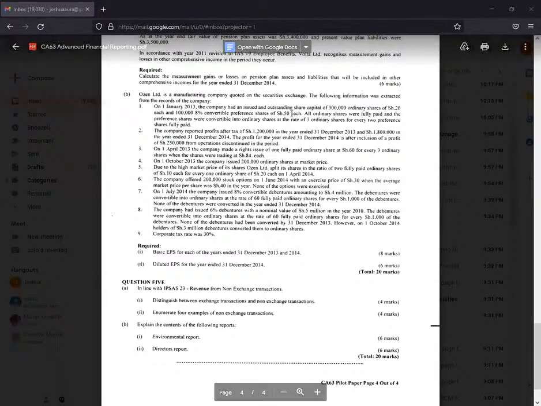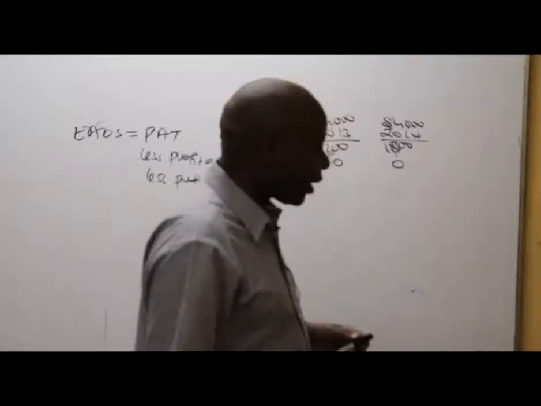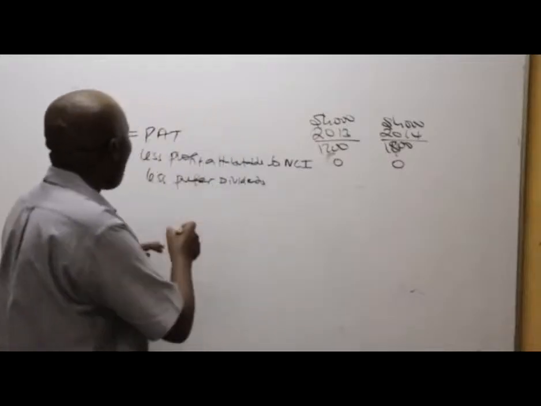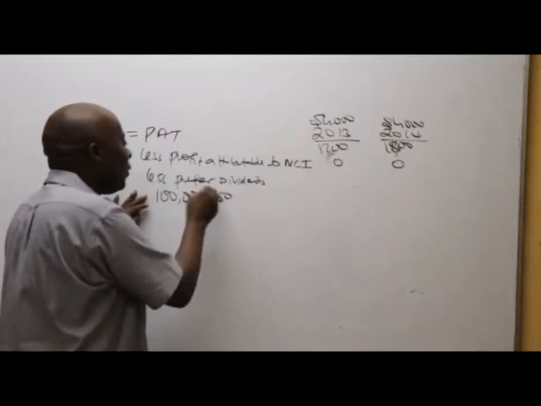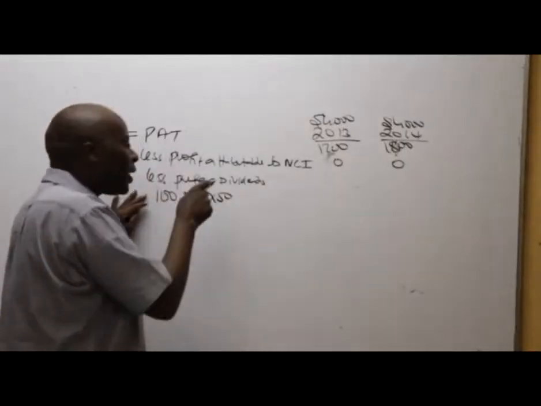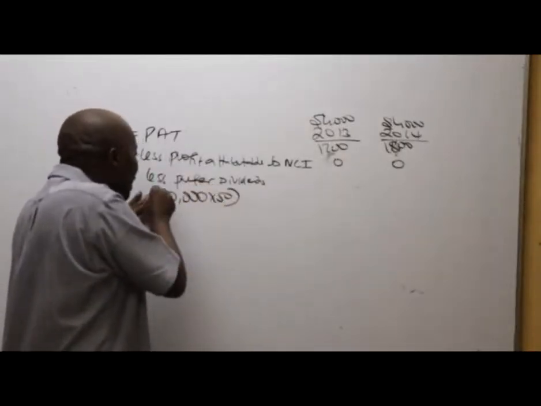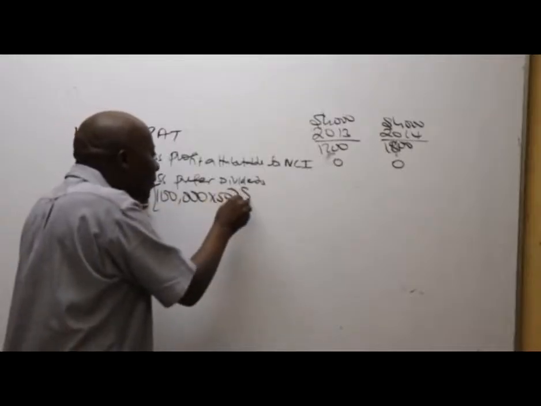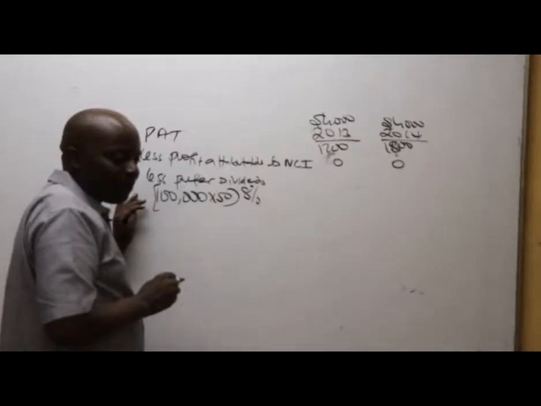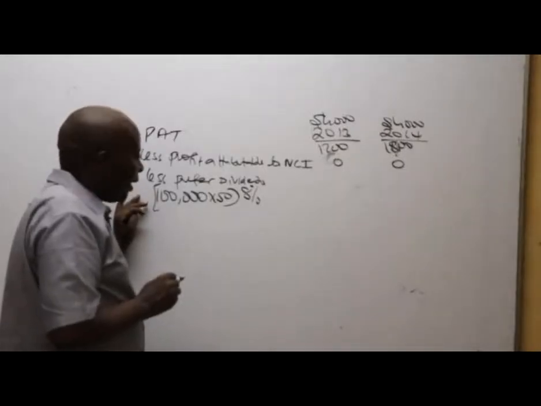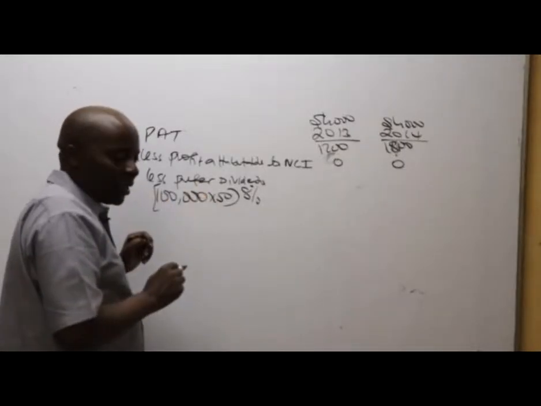So could you kindly give me the total preference share capital? The total preference share capital is 100,000 preference shares times 50. So once I have this total preference share capital, I'll only take my dividend percentage, which is 8. 8% of the 5 million.